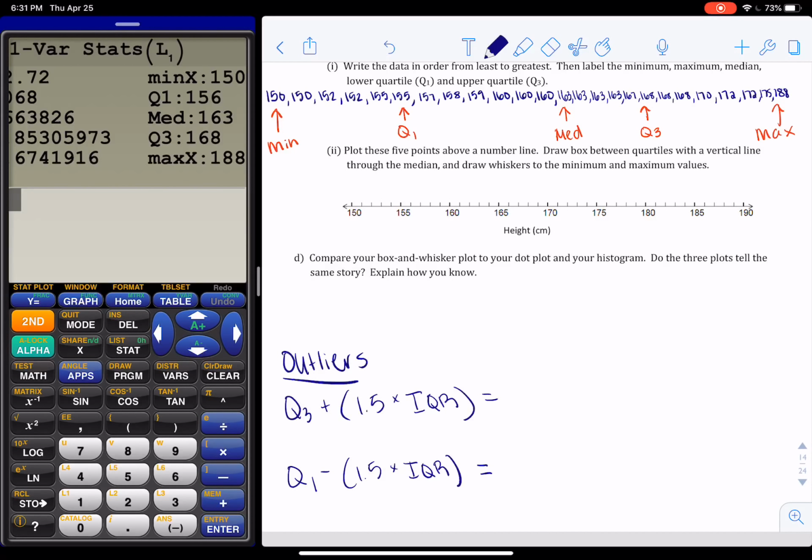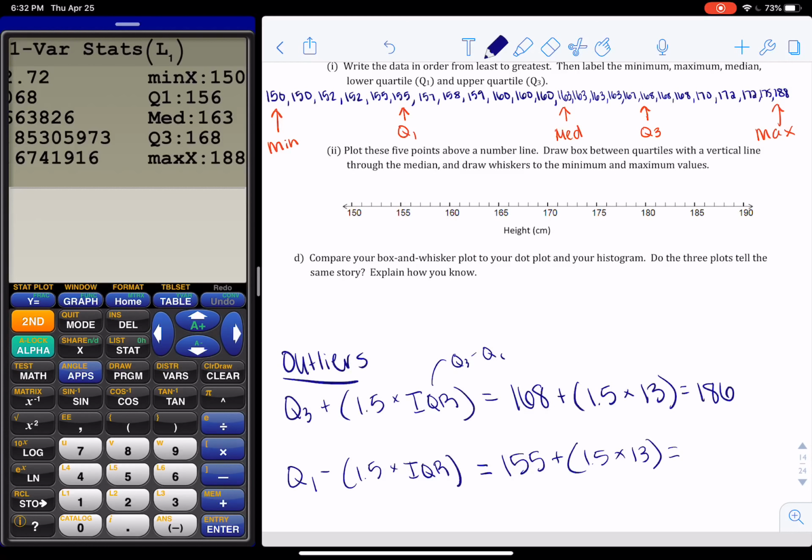So we already know that our Q3 is 168, and we're going to add that to 1.5 times the IQR, and remember the IQR is Q3 minus Q1. So Q3 is 168 and Q1 is 155. That means our IQR is going to be 13. And when we type that into our calculator, we get 186. And then we take 155 minus 1.5 times 13, and that gives us 138.